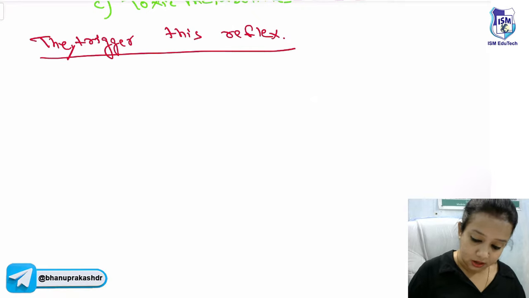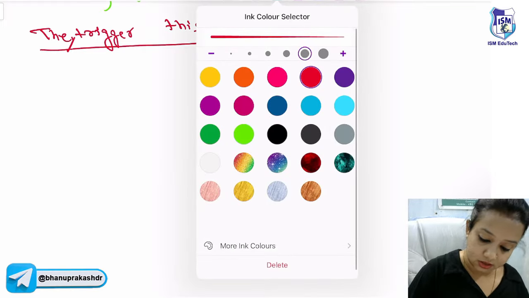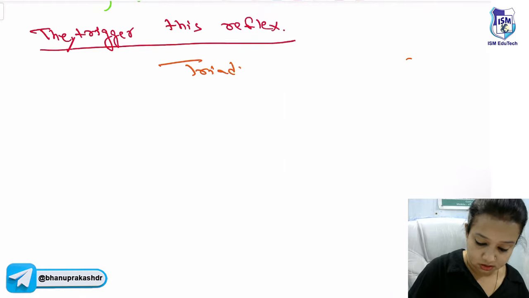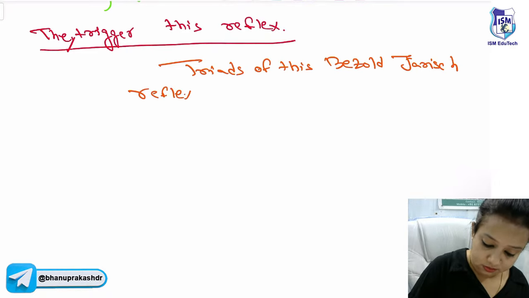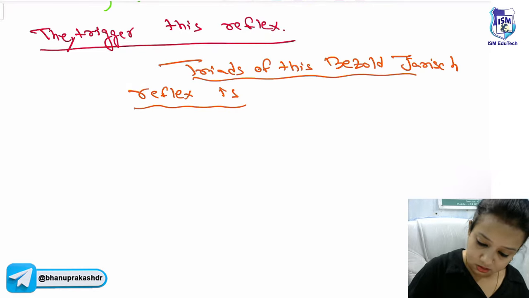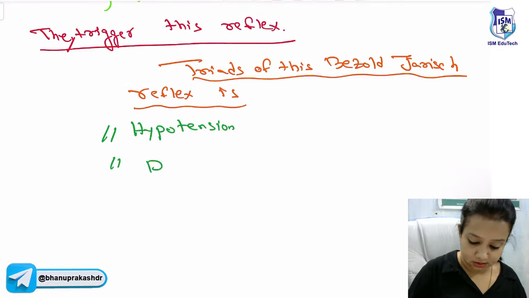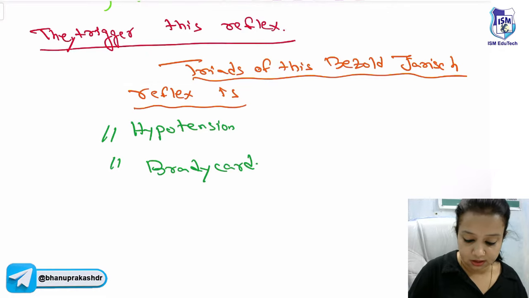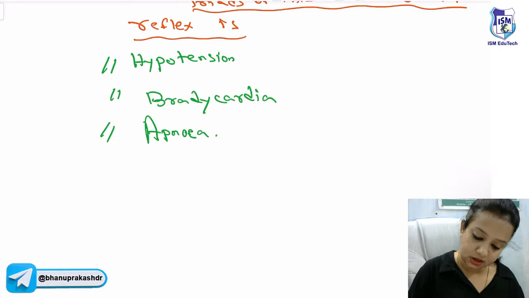Okay, now how does it actually happen? Before that, what is the triad of this basal gyrus reflex? The triad of this reflex is hypotension, bradycardia, decrease in the heart rate, and apnea.